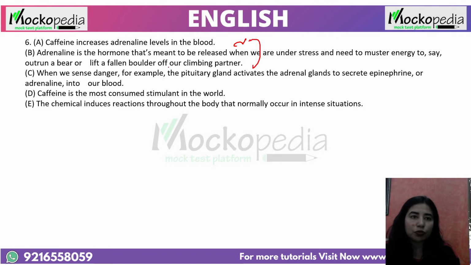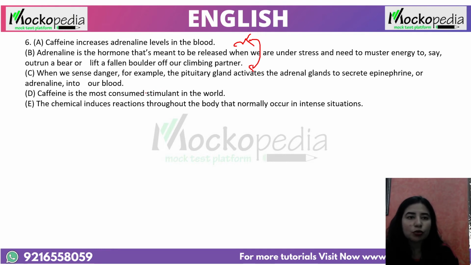Okay, again, if you see adrenal, what is adrenal B describing? So for me, AB can be a good mandatory pair. When we sense danger, for example, the pituitary gland activates the adrenal glands to secrete epinephrine or adrenal into our blood. So let's read further.